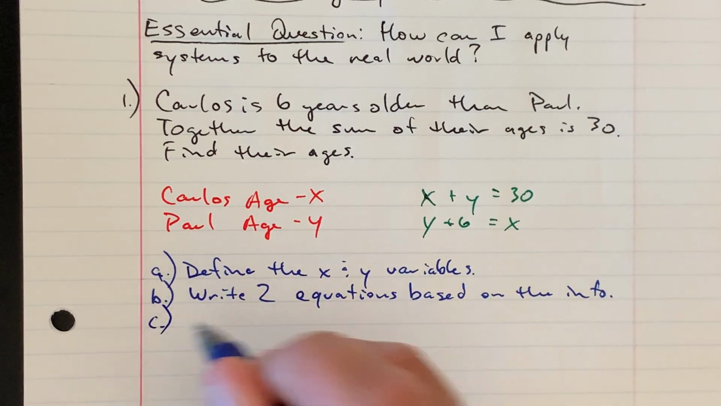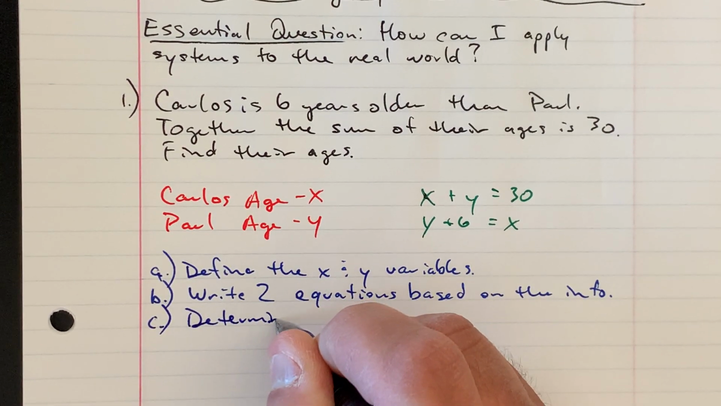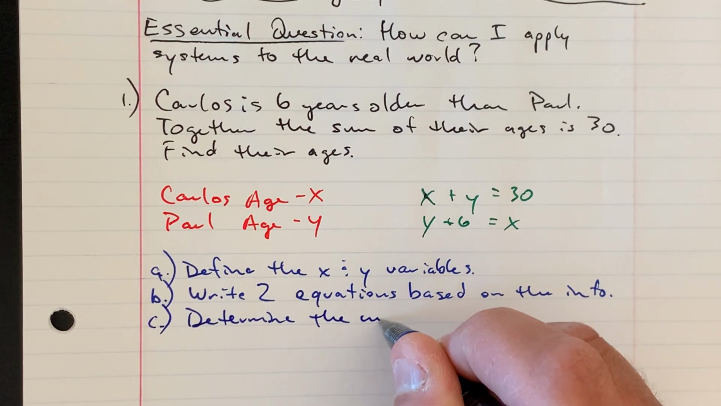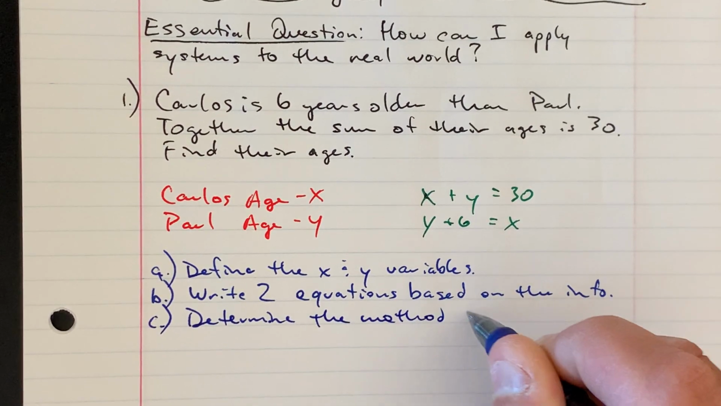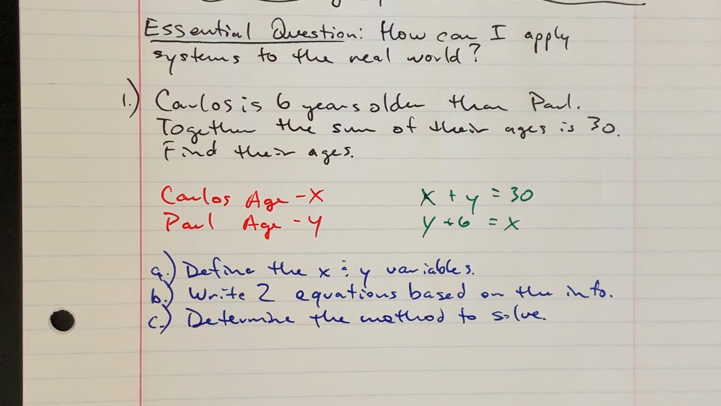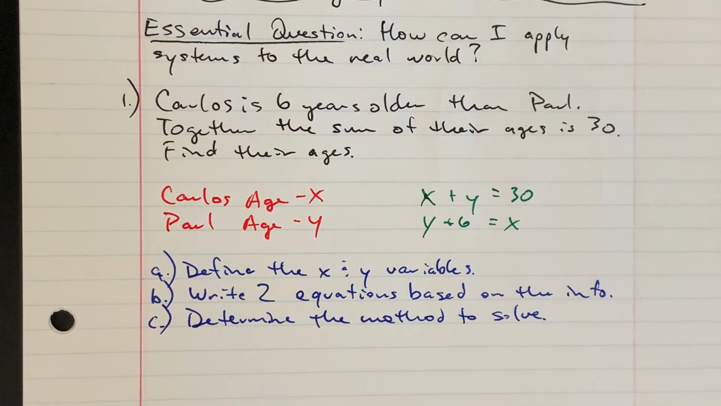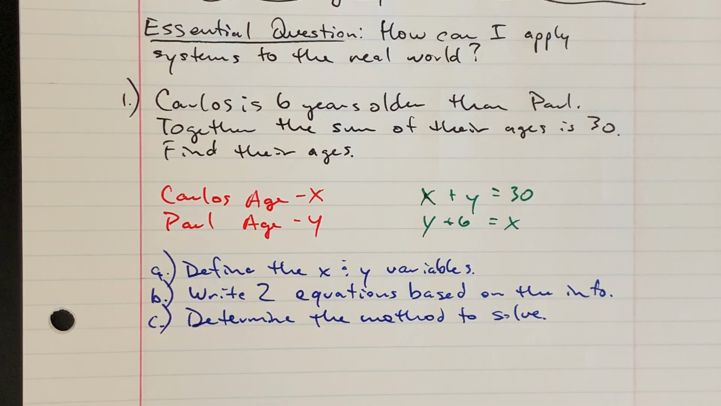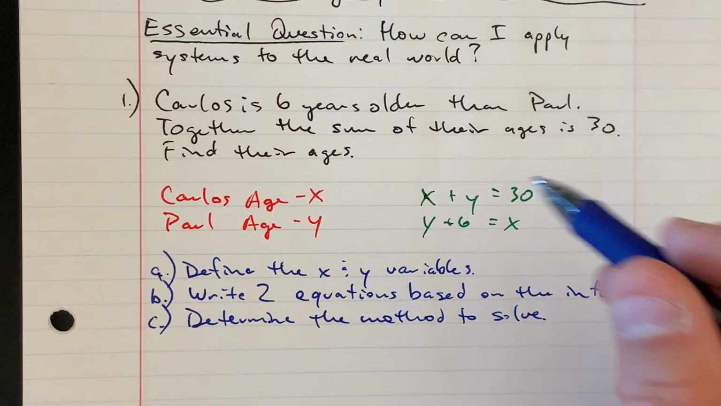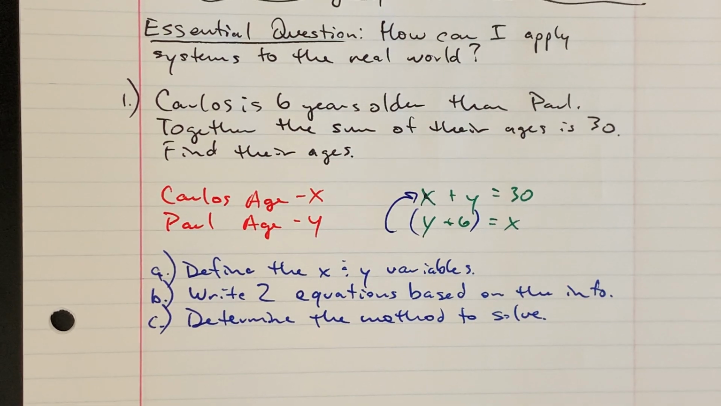Step C, we're going to determine the method to solve. So, what do I want to do? Do I want to graph? Probably not, that's got the huge number. Do I want to use substitution? Well, maybe x is by itself. Do I want to use elimination? Well, nothing's stackable, I got to move stuff around. So I think in this example, using substitution would be the best because they're telling us what x equals. So I can plug y plus 6 in for x.